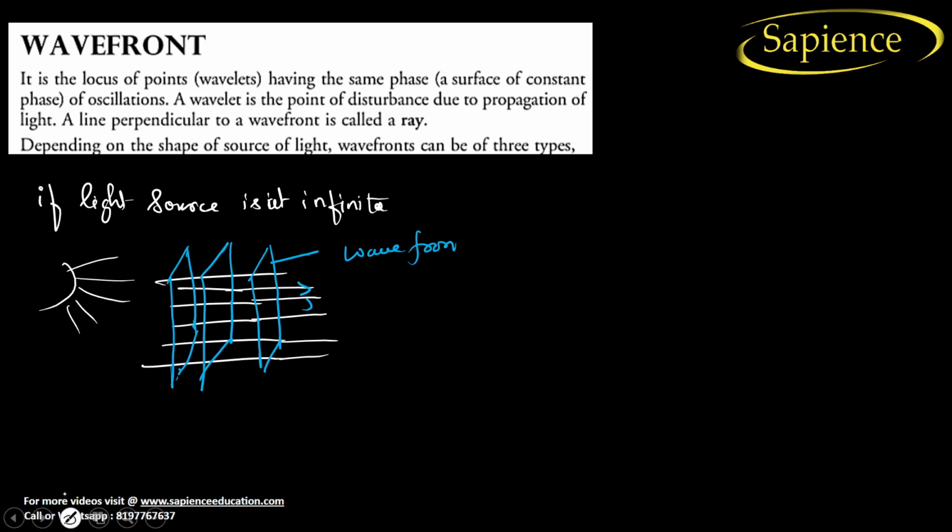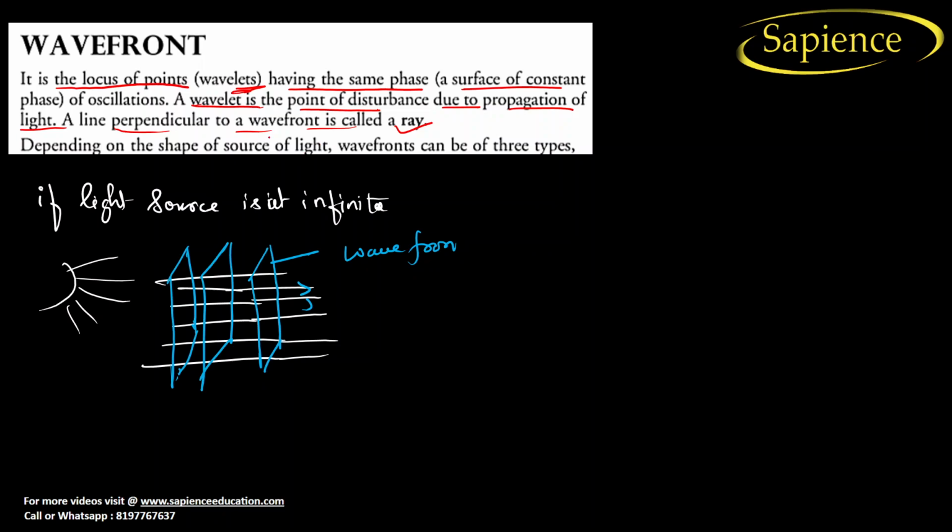So let us read here an important thing. What is a wavefront? It is the locus of the points, that is wavelets, having the same phase, a surface of constant phase oscillation, and the wavelet is the point of disturbance due to the propagation of the light. And the line perpendicular to the wavefront is called a ray.